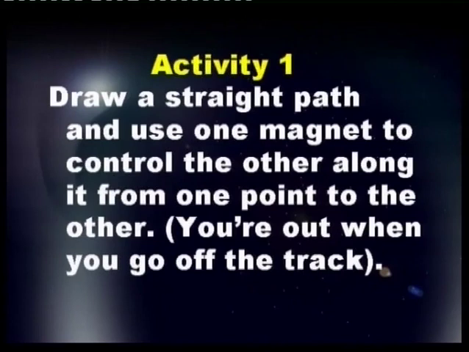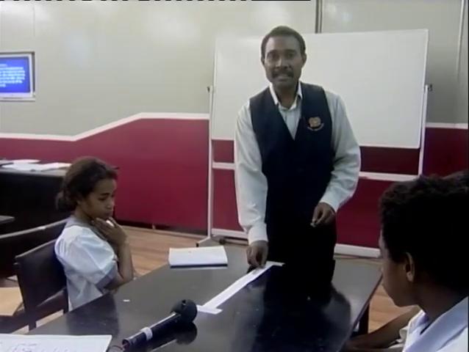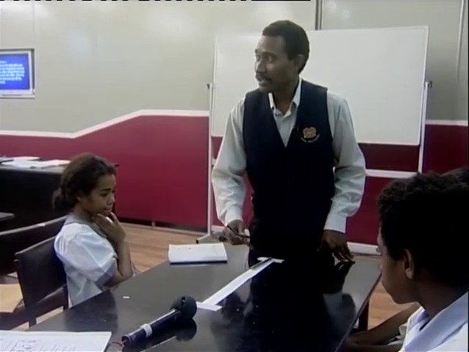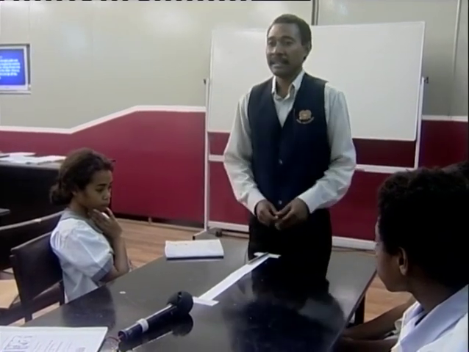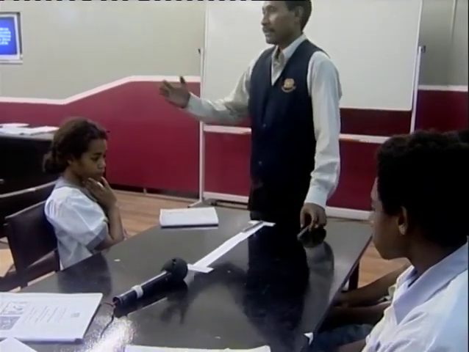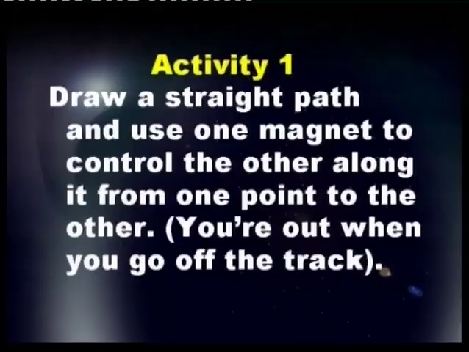So 5 groups come here. These are your magnets. What you will do, you put one on this path, use the other to control it along the track. Group 1 to 5 here. Group 6 to 10. What you will do is you will put one here. This is your track. You will put one here. You will use the other one. How you do it, as long as it goes on the track to the other. If you go off the track, you're out. Let another person try. Messi, you are first.